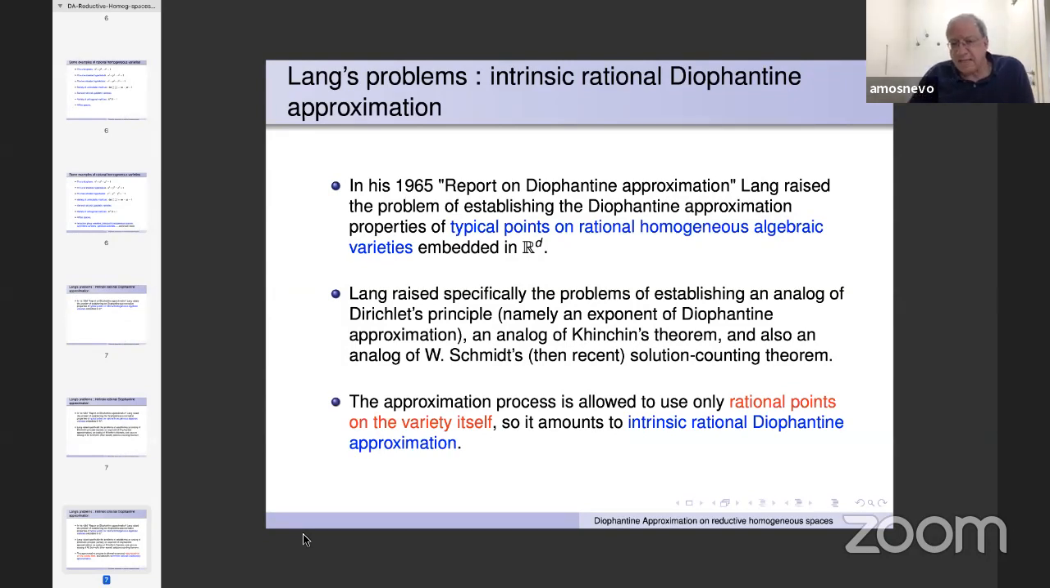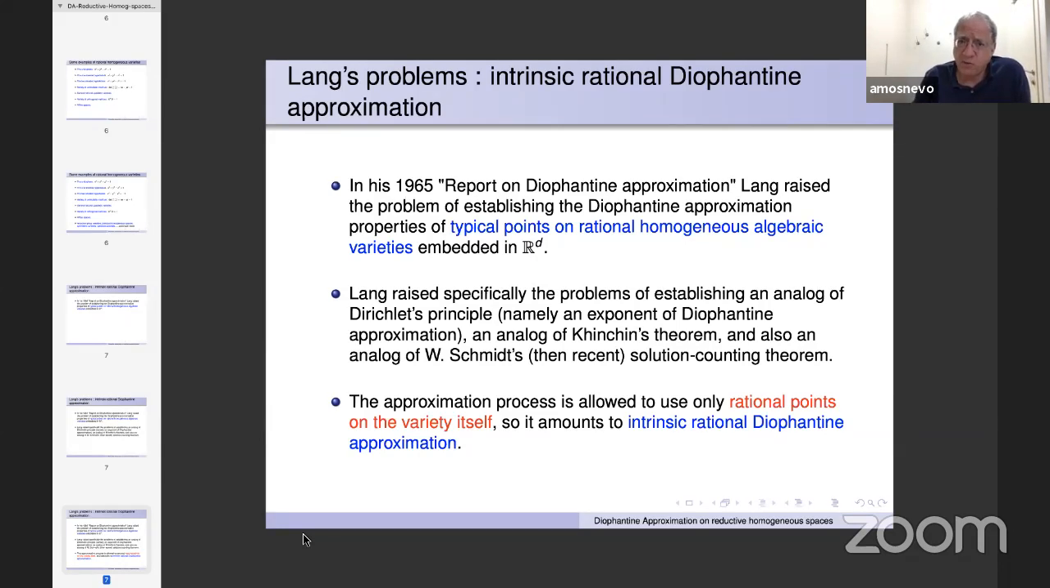And to emphasize this point, the approximation process is allowed to use only rational points on the variety itself. And so that's why it's natural to call it intrinsic rational Diophantine approximation. I'm going to make this distinction: I'm sure all of you are familiar with the fact that there is a large literature on trying to approximate points on a variety which is embedded in R^d by all the rational points in R^d. For example, the approximation of curves in the plane and various other classical problems of this type. But the problem we're talking about here is really different. We are only considering rational points on the variety itself, namely intrinsic approximation.